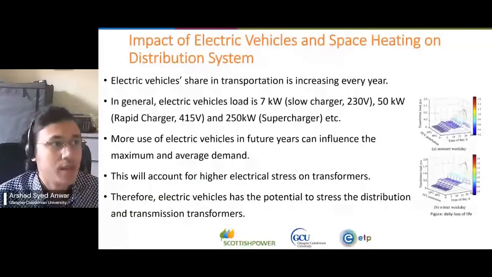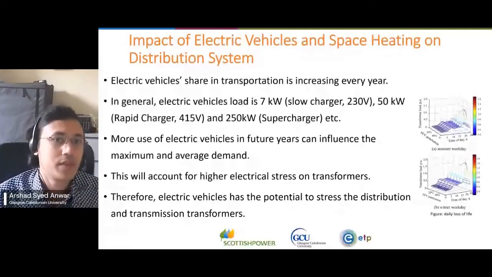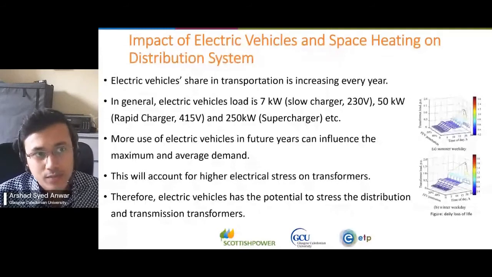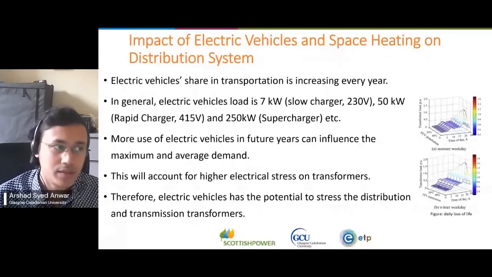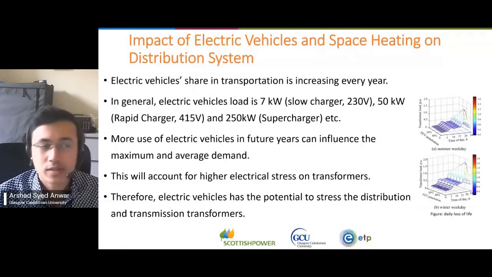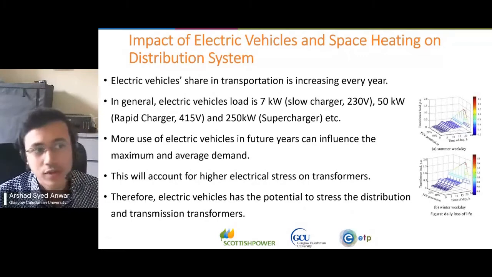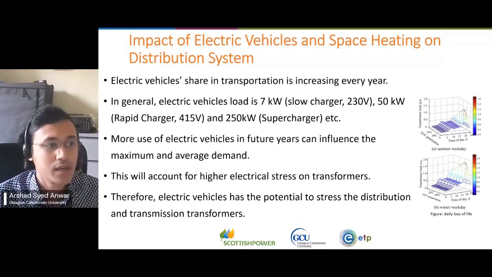So currently we are inspecting the impact of electric vehicles and space heating on the distribution system. Electric vehicles' share in transportation is increasing every year. In general, electric vehicle load is 7 kilowatts for the slow chargers, 50 kilowatts for the rapid chargers, and 250 kilowatts for the superchargers. More use of electric vehicles in future years can influence the maximum and average demand.